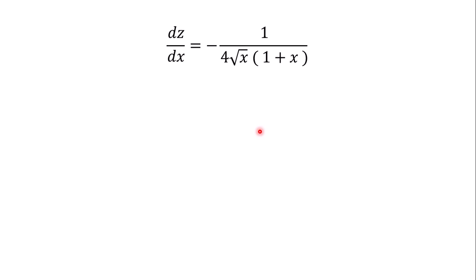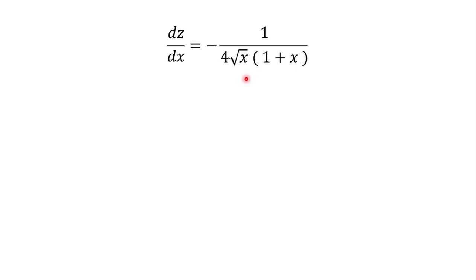What am I trying to draw attention to? Rationalization. Rationalizing of what? The denominator. Here we have negative 1 over 4 root x into bracket 1 plus x. When we leave it like this, at the end of the day, in our final answer, who knows, we might not get anything that will look like this. So maybe, to be on the safer side, let's rationalize it.